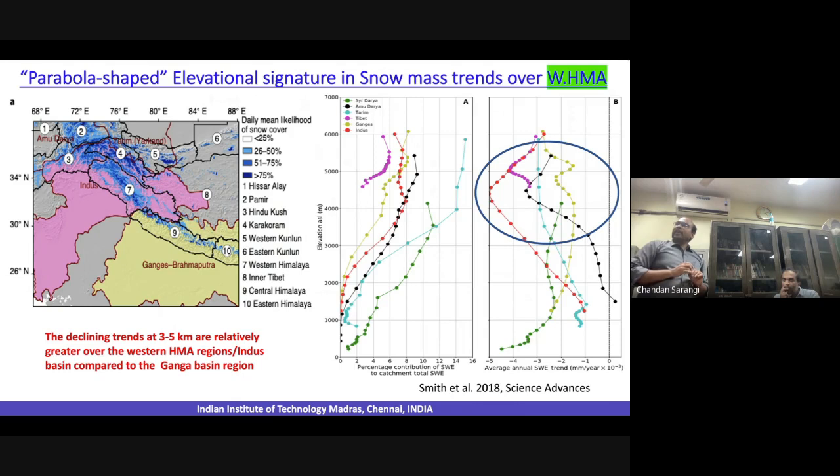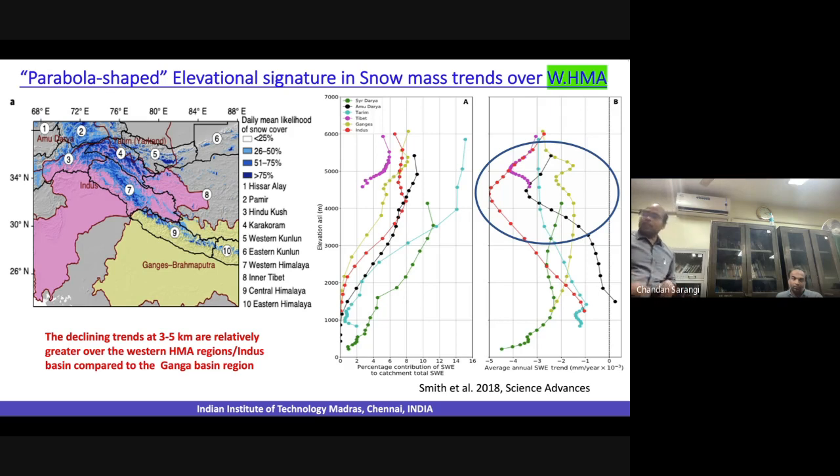Now, there have been a lot of studies which say how our snow mass trends are changing over the Himalayan region, and it is all negative, right? This is the percentage of snow cover in different basins over India, and this is the rate at which it is decreasing. What is interesting is this black and red. Black is Amu Darya and red is Indus. Those two regions are showing a very different trend with height. Y-axis is height, x-axis is the rate at which it is decreasing. There is a parabolic shape decrease, which doesn't make sense because all of the elevational changes are the same.